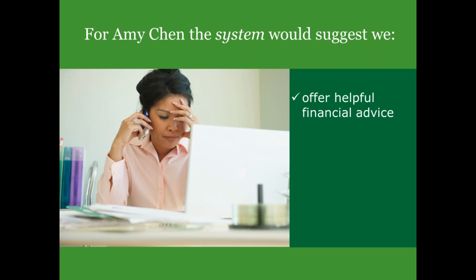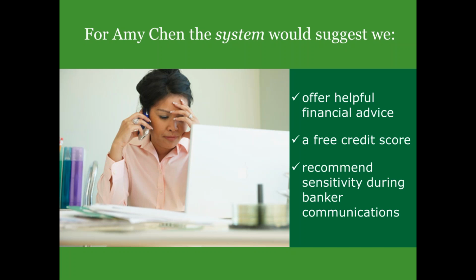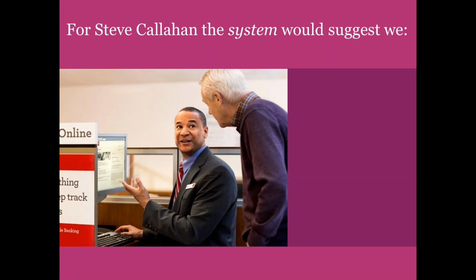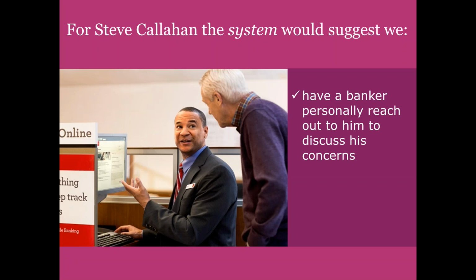Or Amy Chen, who's been very upset, we could offer helpful financial advice during this predicament, a free credit score so she could track how she's doing with other companies, and recommend sensitivity during any kind of personal communication. And for Steve Callahan, we might have a banker personally reach out to him, particularly if he's high value. And we may also just generally recommend sensitivity during our communications, and also, without mentioning, understand what predicaments he was facing and solve those.